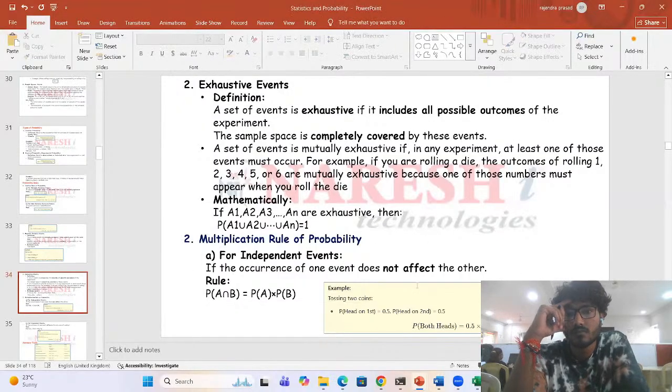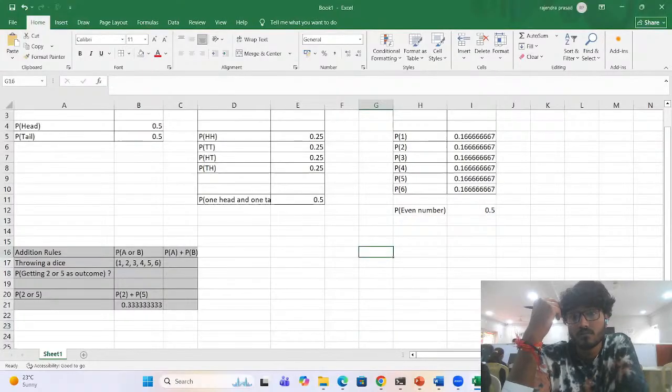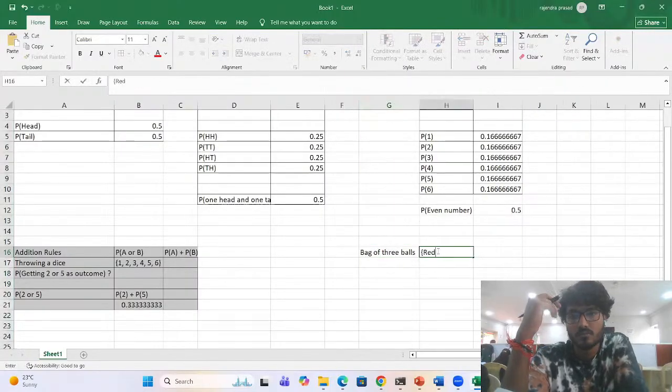See, the multiplication rule of probability. Here, you need to take care of independent and dependent events. I'll give you an example. I have a bag containing 3 different colors of balls. Let's say a bag of 3 balls. One is a red ball, one is a white ball, and one is a blue ball.